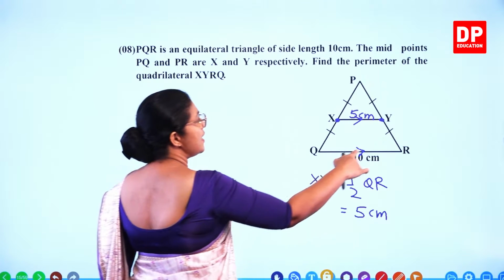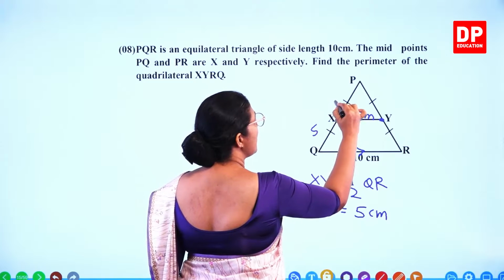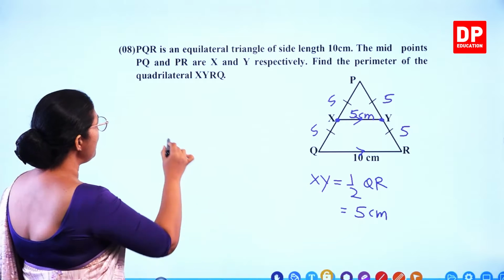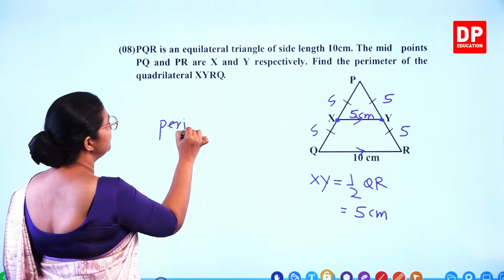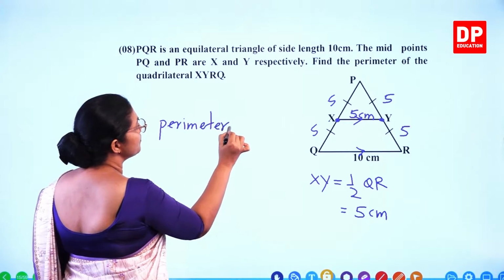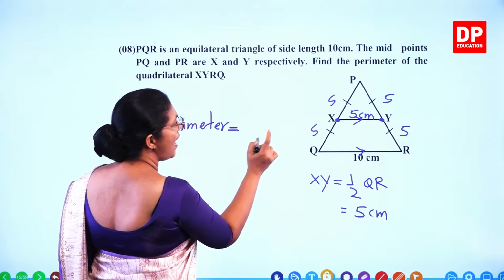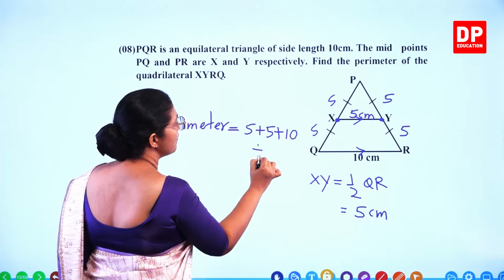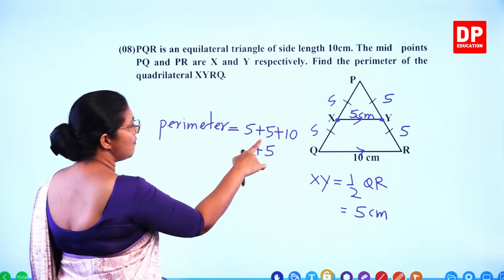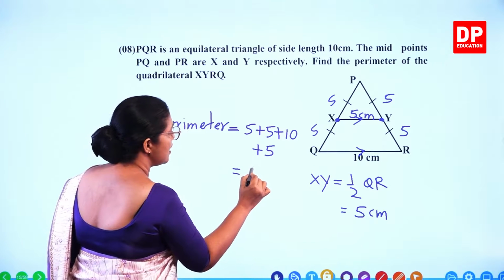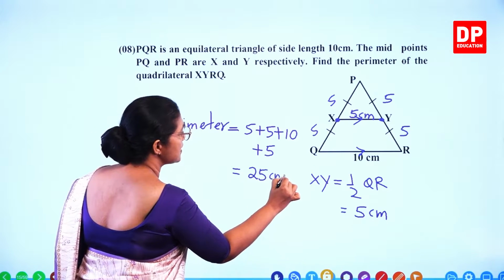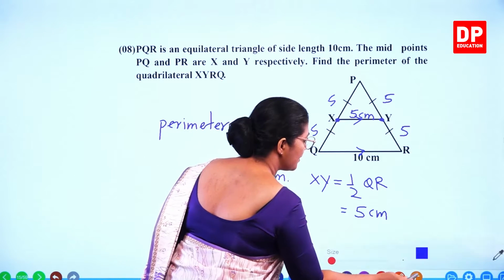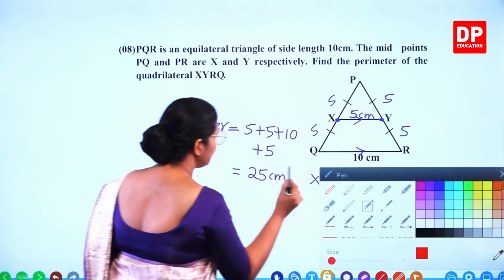And we know if it's an equilateral triangle, all these lengths are 5 centimeters each. Then you can easily find out the perimeter. So what's the perimeter? Just add all outer lengths: 5, 5, 10 and 5. So what's the total? 5, 5, 5, 15 plus 10, 25 centimeters is the perimeter of the quadrilateral XYRQ. You get 2 marks for that.